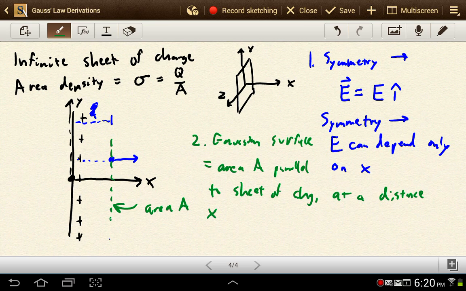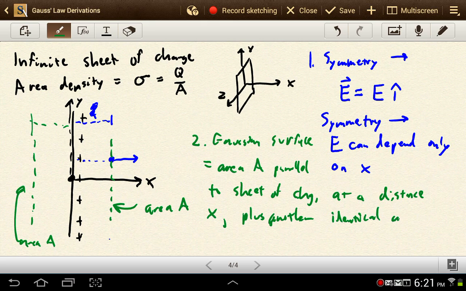Now this is not a closed surface, obviously. So what we can do here is pick a mirror sheet over here that also has an area A, also at a distance x, but in the opposite direction. So there we go. Now we have this area A that I first described, plus another identical area at negative x. That's this one over here.